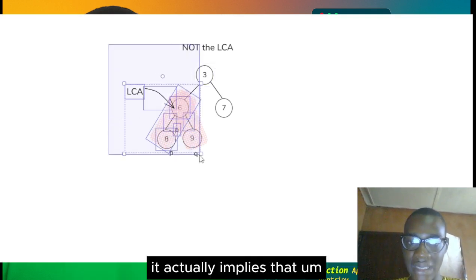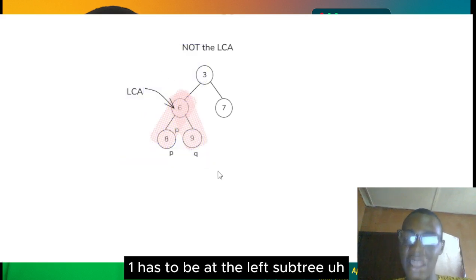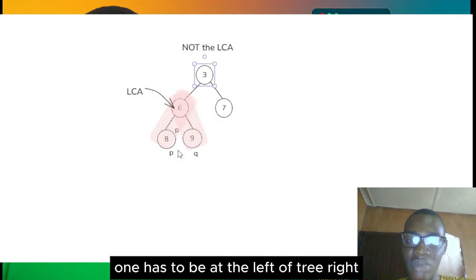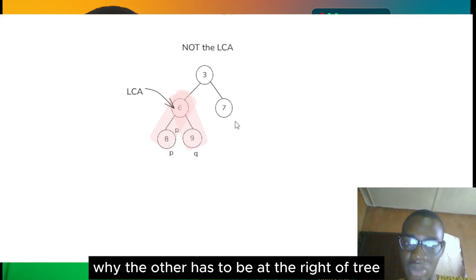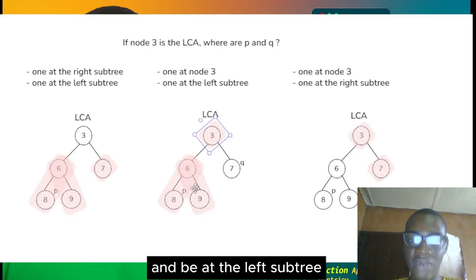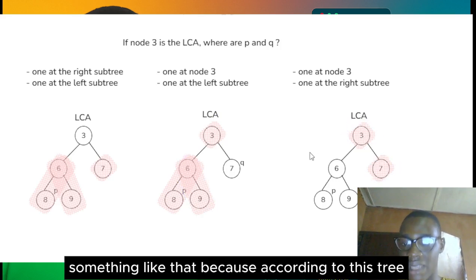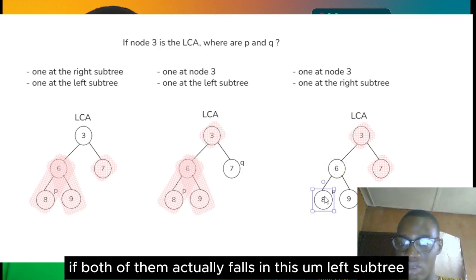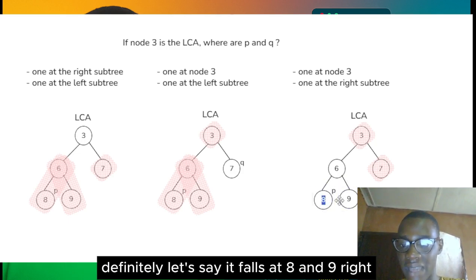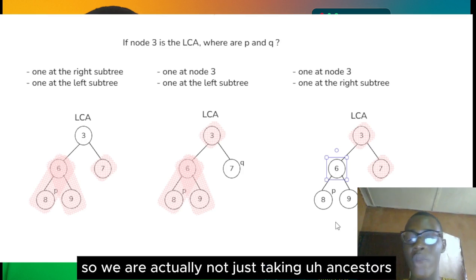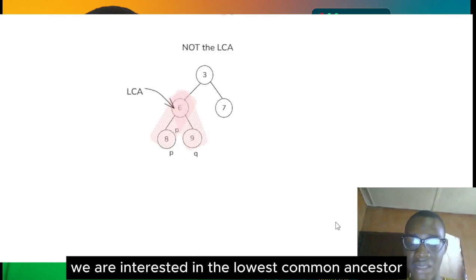So for it to be node 3, for this particular tree, one has to be at the left subtree while the other has to be at the right subtree, or one has to be at node 3 itself and the other at the left subtree, or one at node 3 itself and the other at the right subtree. Because according to this tree, if both of them fall in this left subtree, let's say at 8 and 9, node 6 is going to be the lowest common ancestor in that case. So we are not just taking ancestors, we are interested in the lowest common ancestor.